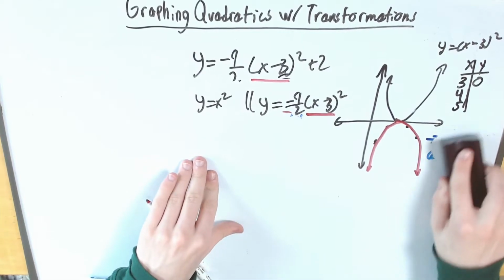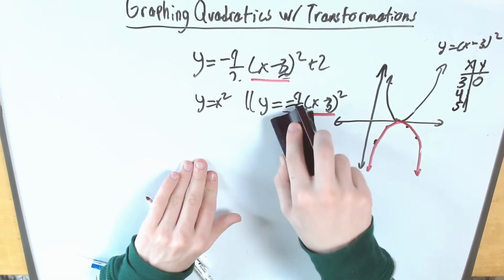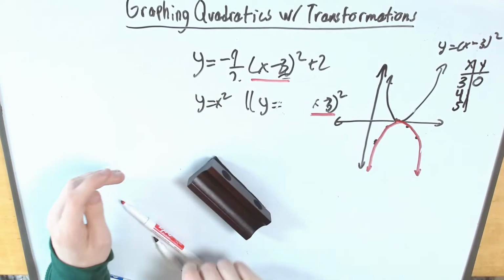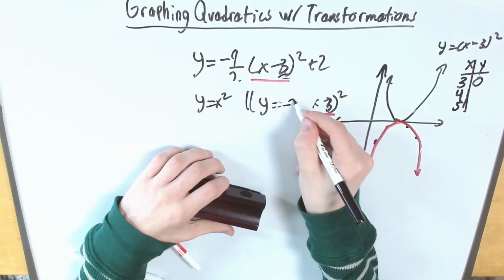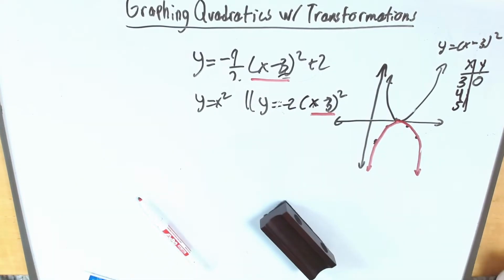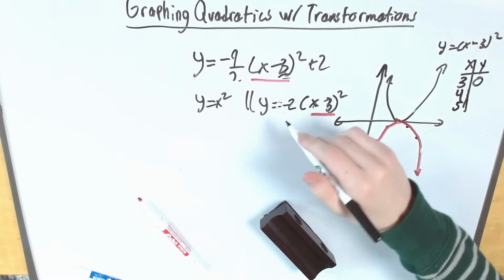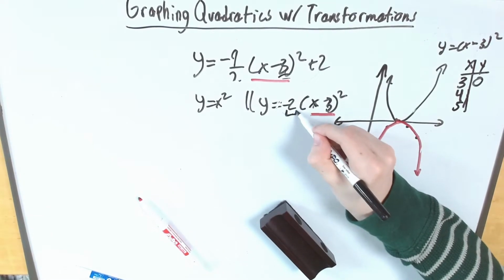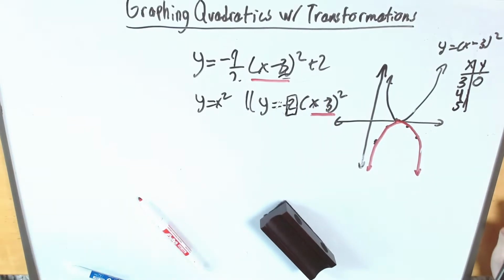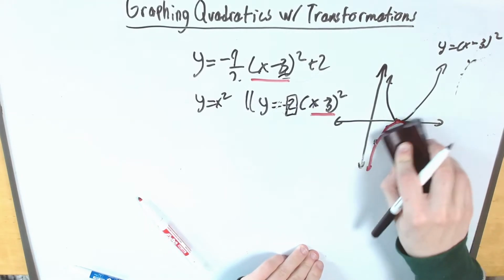Okay, but what if it was greater than 1? What if instead of -1/2, we had -2? How would that change it? Now, of course, -2 is less than 1, but we're going to ignore the negative sign for now and ask, what happens when this single number part is greater than 1? We can explore that.